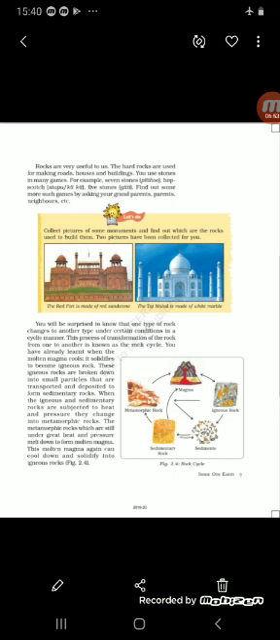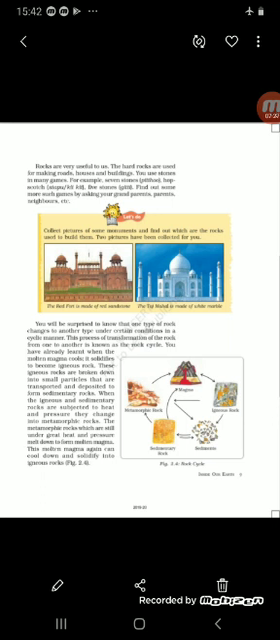Let us go to the next page. Rocks are very useful to us. The hard rocks are used for making roads, houses and buildings. You use stones in many games. For example, 7 stones, pitto, hopscotch.